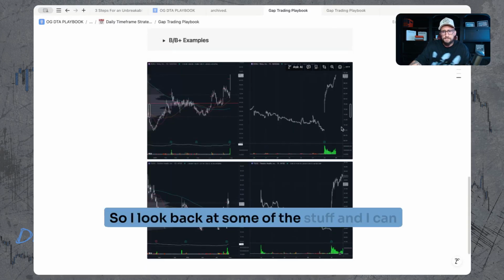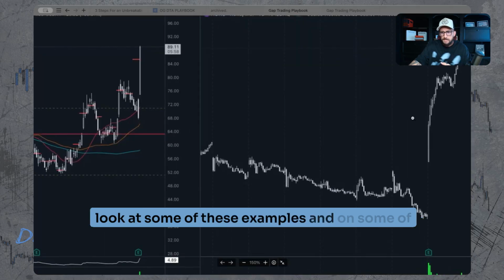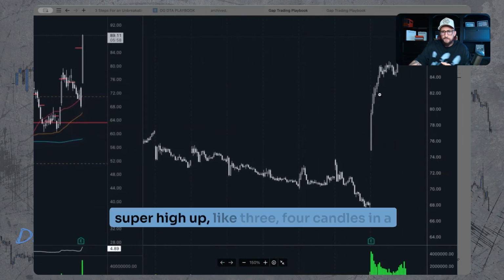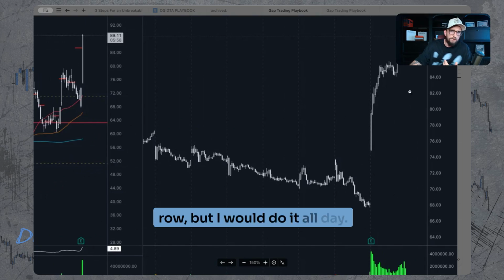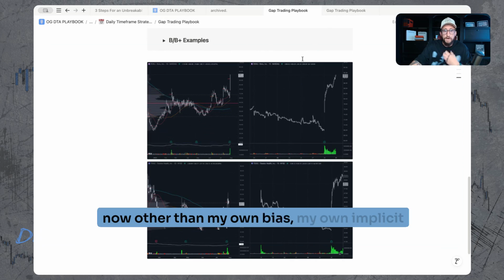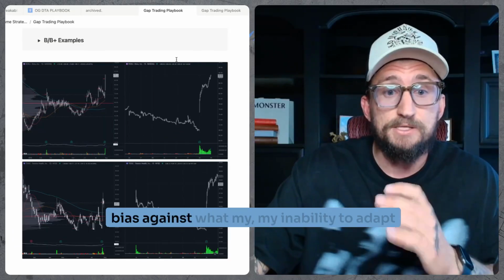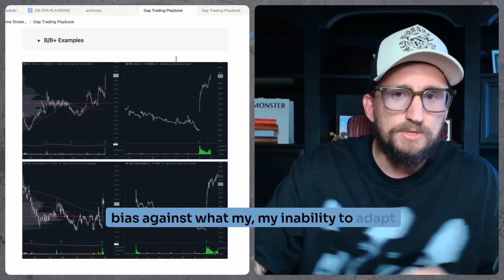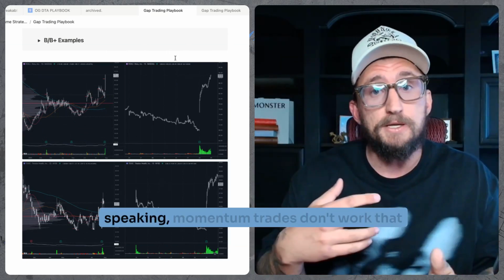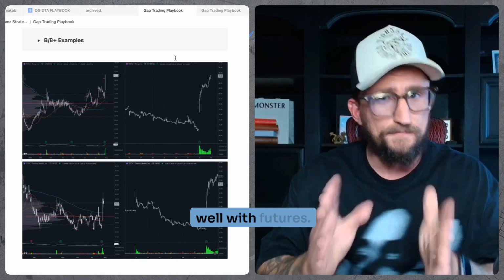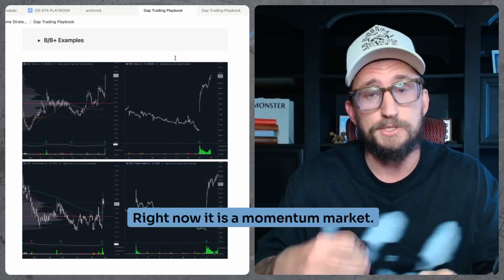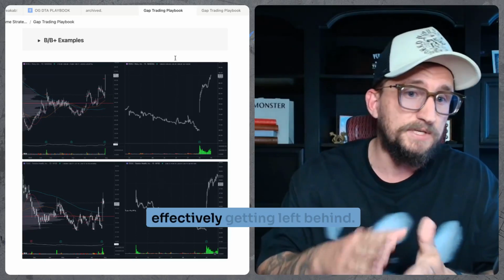So I look back at some of this stuff and I can look at some of these examples. On some of these charts, you might see it as kind of crazy to buy super high up, like 3, 4 candles in a row, but I would do it all day. So what's stopping me from doing that right now, other than my own implicit bias, my inability to adapt to the recency of the market? I have this long-term view where, generally speaking, momentum trades don't work that well with futures. However, that is not the case right now. Right now, it is a momentum market. So if I'm not adapting to this, I'm effectively getting left behind.